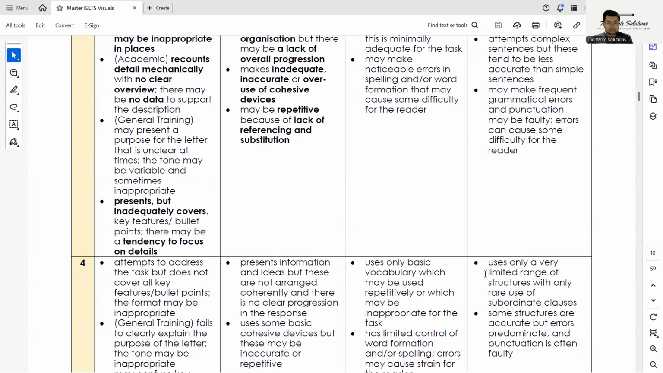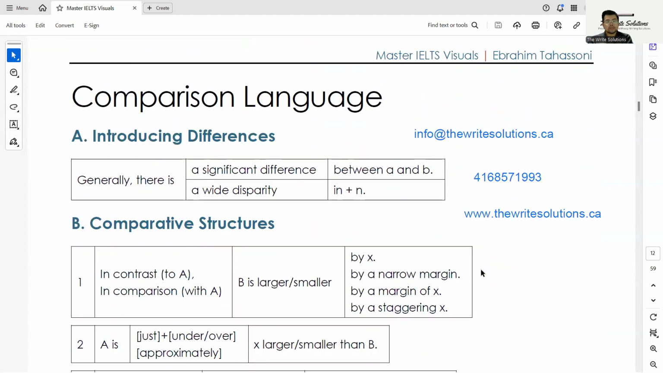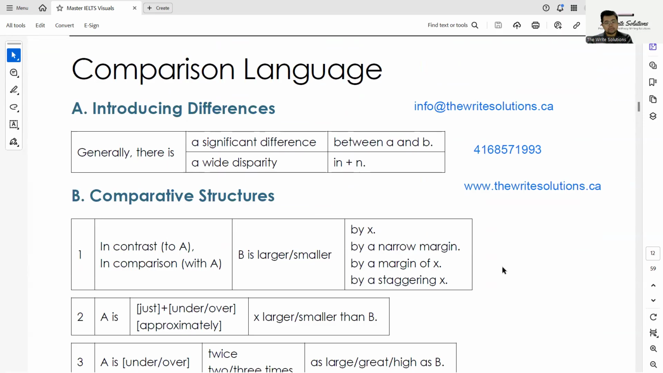Tomorrow, let's scroll down here. We can talk about comparative language. Here is the email address, info@therightsolutions.ca. My phone number is here, and the address is here. So we are going to do some introductory differences.